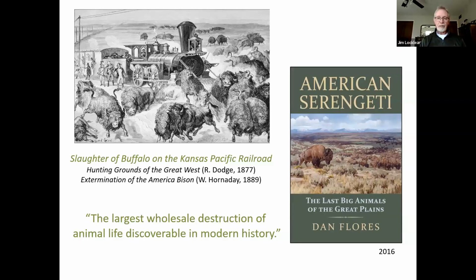But the wonderful book, American Serengeti by Dan Flores, if you have a chance to take a look at that, talks about all the last big animals of the Great Plains. Of course, it speaks a lot about this chapter in our history. He called the whole thing the largest wholesale destruction of animal life discoverable in modern history. And that happened within the watershed of the Kaw. So it's an astounding thing. It's almost beyond comprehension that millions upon millions of animals could be eliminated from the face of the land.